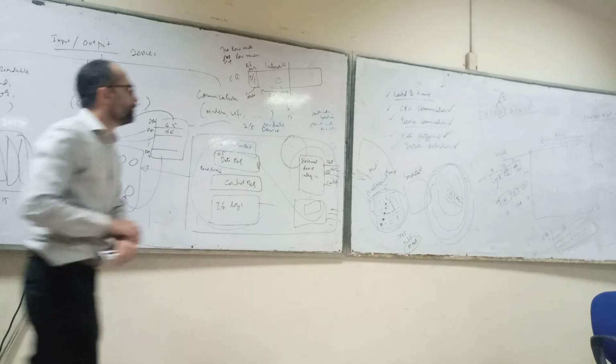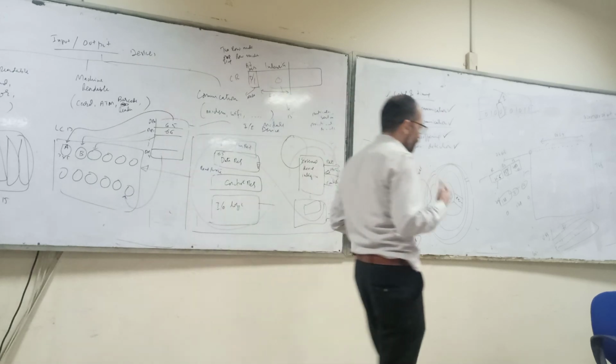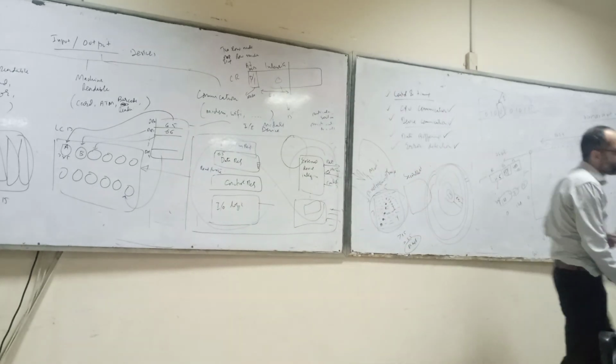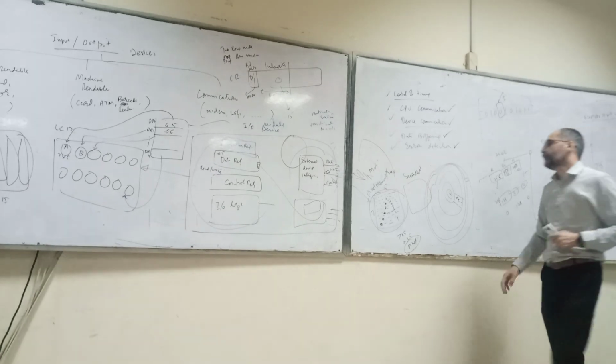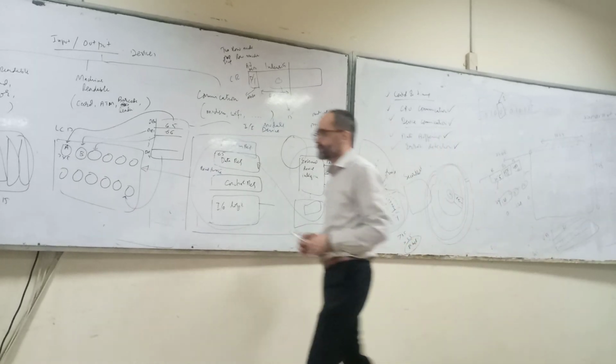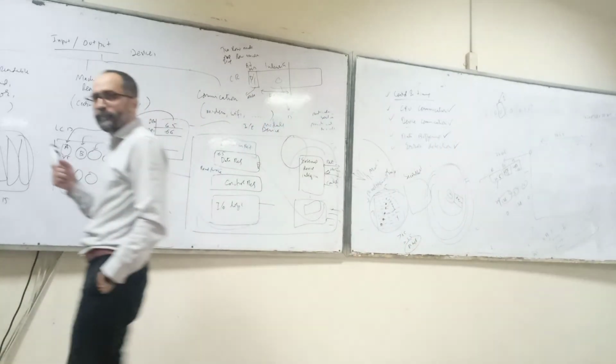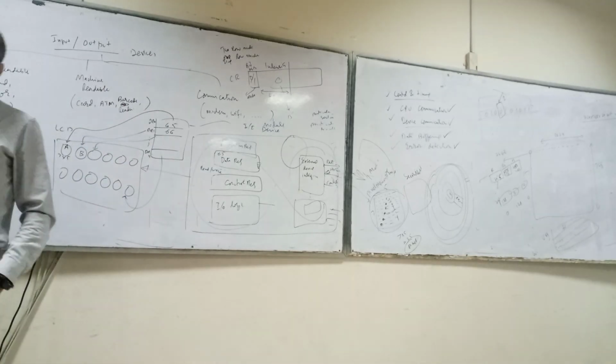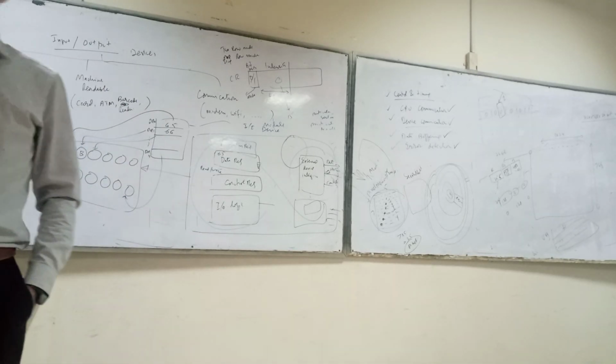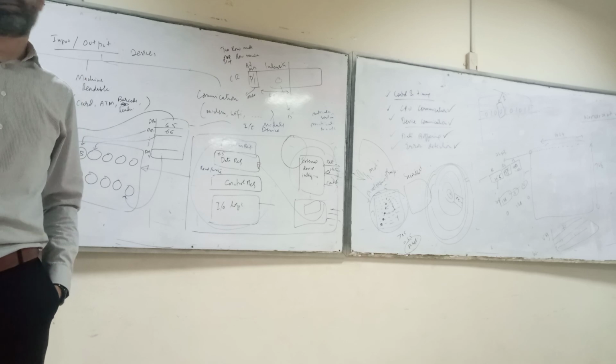Now, from the perspective of the IO device, there are different types of mechanisms. One is program controlled IO, another is interrupt driven IO, and another is direct memory access. We will study this in 5 minutes.